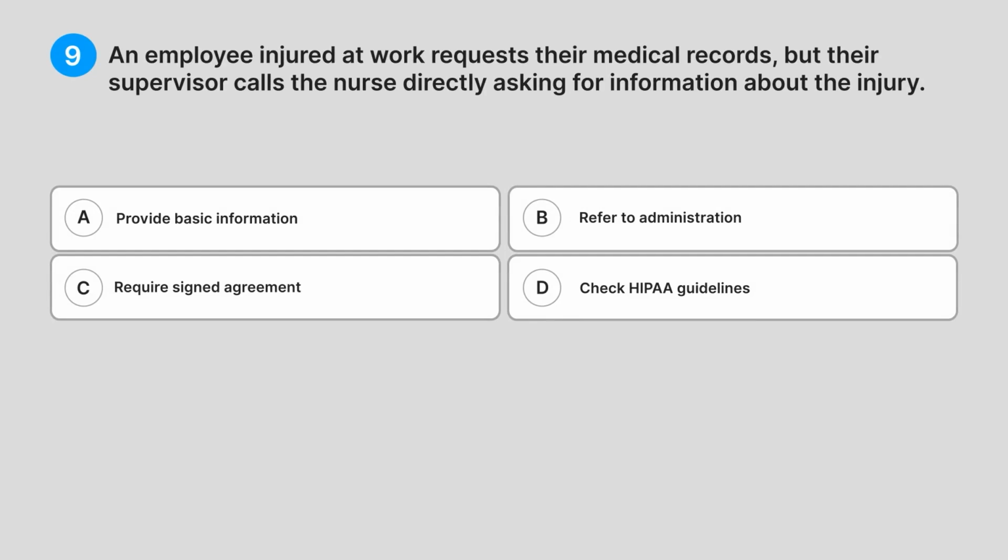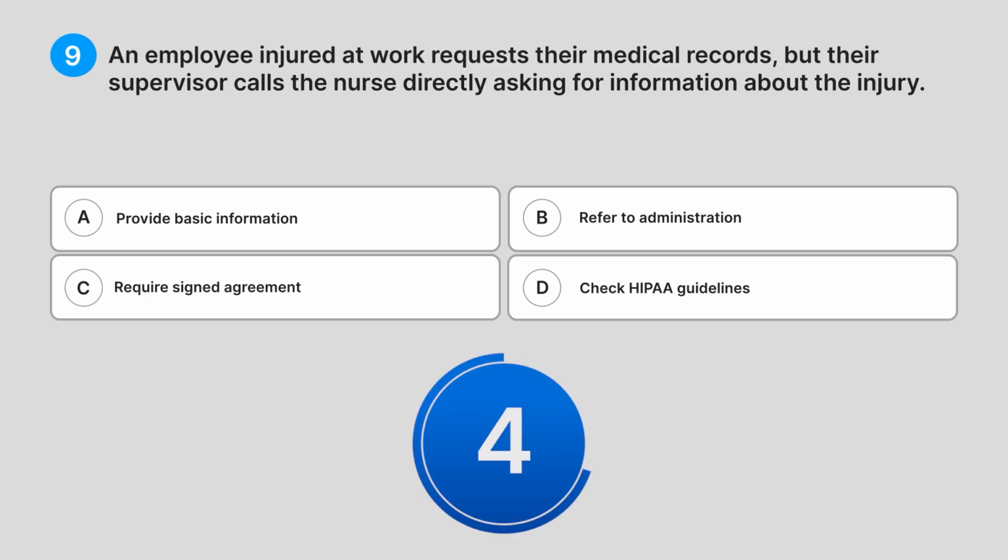9. An employee injured at work requests their medical records, but their supervisor calls the nurse directly asking for information about the injury. A. Provide basic information. B. Refer to administration. C. Require signed agreement. D. Check HIPAA guidelines. Can you guess the answer?